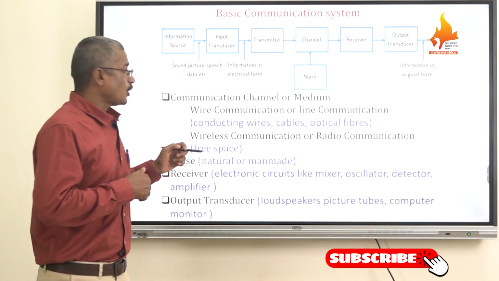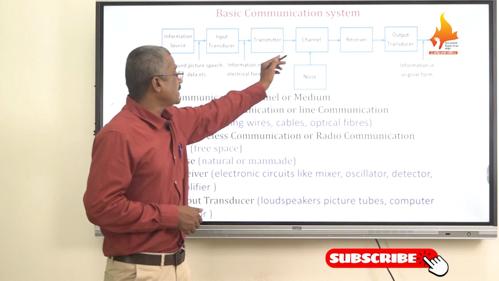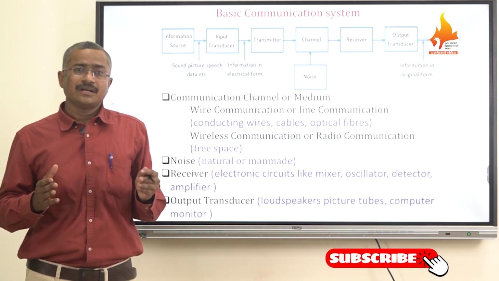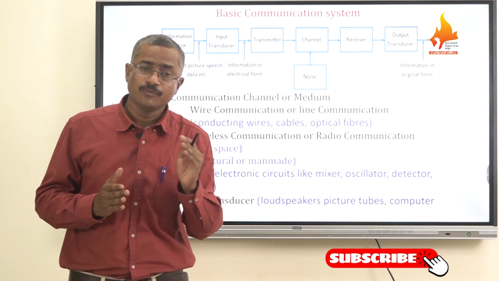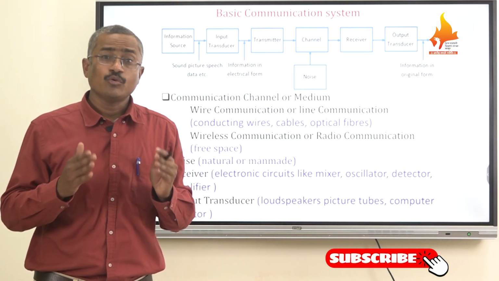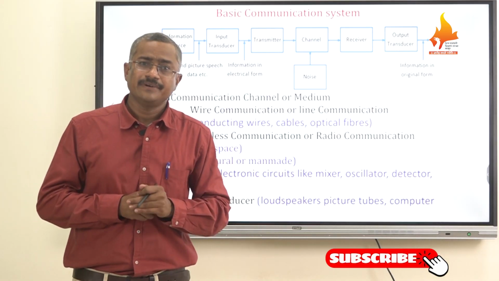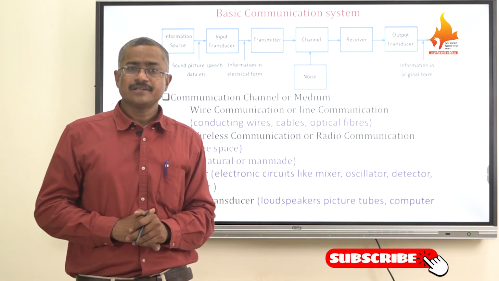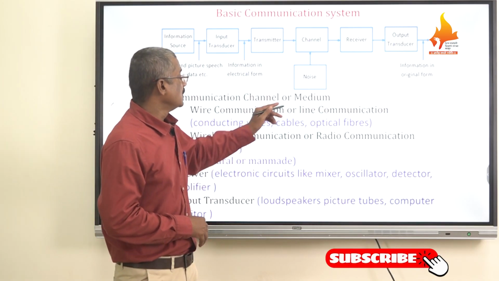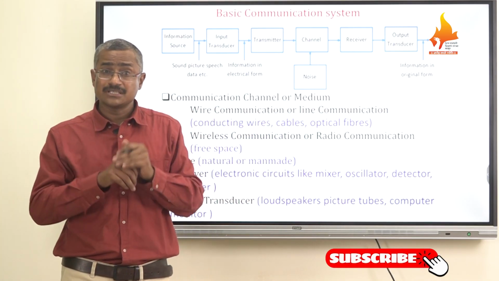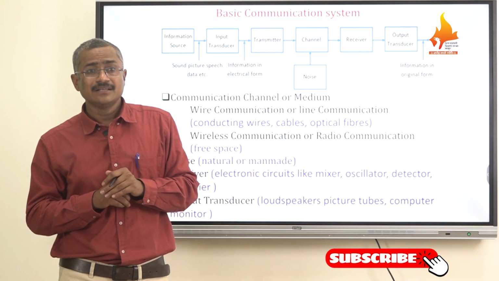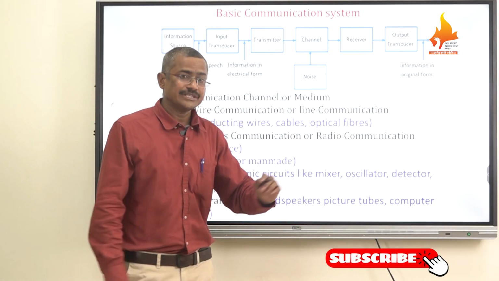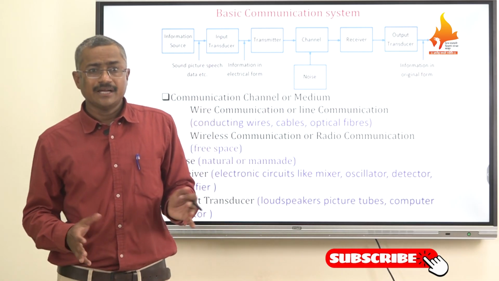Now such a wave or electrical signal is passed through a channel. As I already pointed out, the channel could be either wire or wireless. In wire, we have copper cables, coax cables, optical fibers, whereas the entire free space can be used for communication in wireless communication. Now, some noise gets added to the signal. Noise is an unwanted signal that is always added. As we have discussed, there are two types of noise, natural or man-made noise, and both are present.